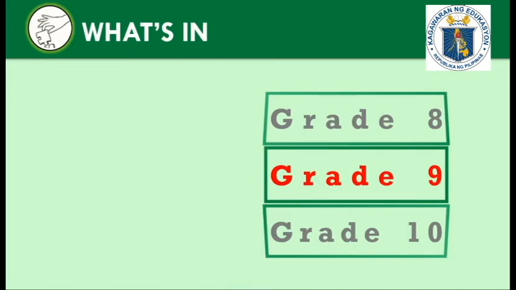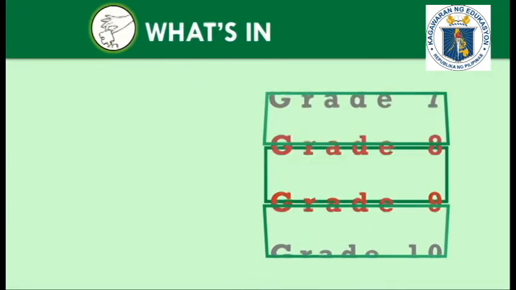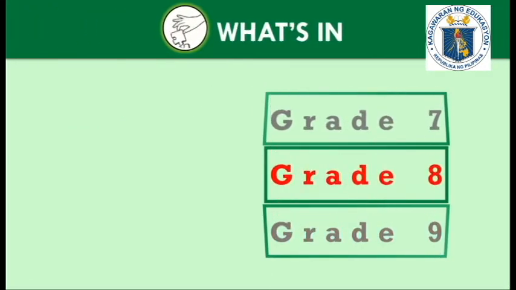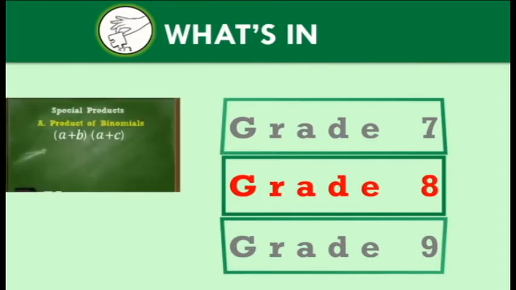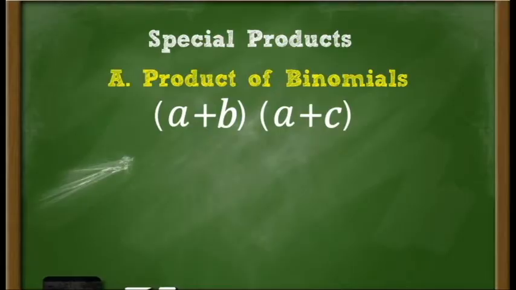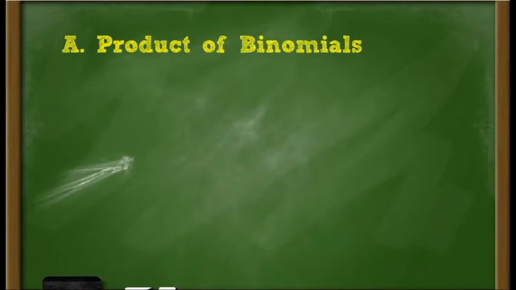What's in? Currently, you're a grade 9 student, right? Now let's recall and let's go back in time as we revisit your grade 8. Let's recall your past lesson in the first quarter. You were taught how to get the products of various polynomials and to get the special products. Let's recall each. For example, letter A, product of a binomial.